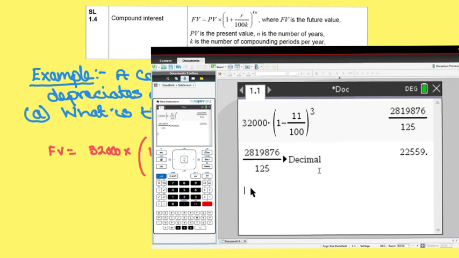So after 3 years, the car is worth €22,559. So let's write down the future value. So the future value is equal to €22,559.